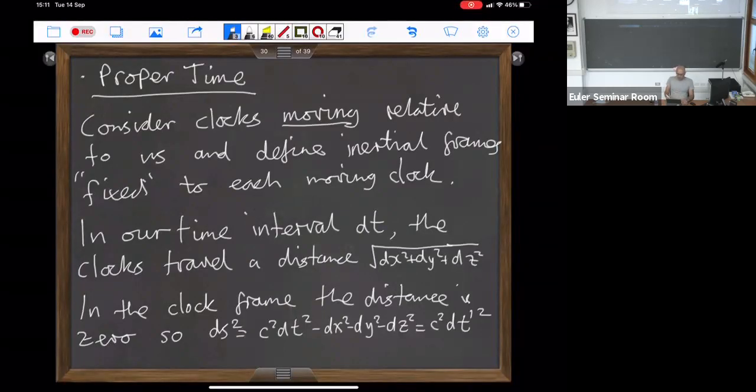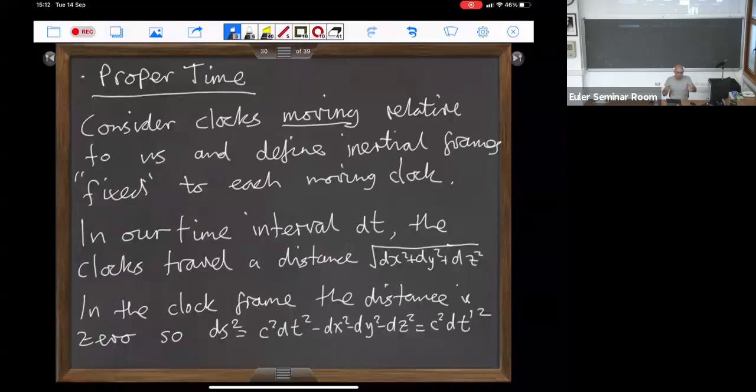Okay, so for the remainder of the lecture, we're going to discuss the times measured by clocks which are in relative motion to one another. All right, so if you have a moving clock, you can naturally associate a frame of reference to it, which is the time that is being registered by that clock and the x, y, and z coordinates of that clock.